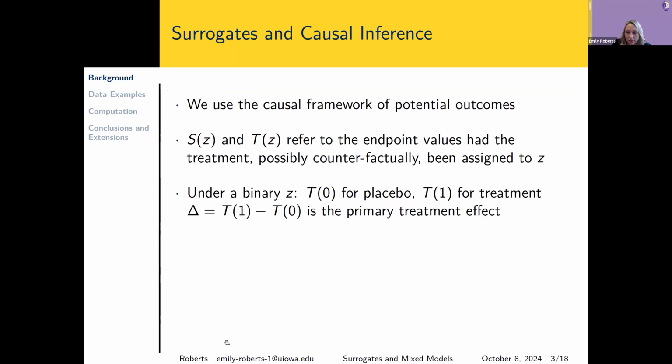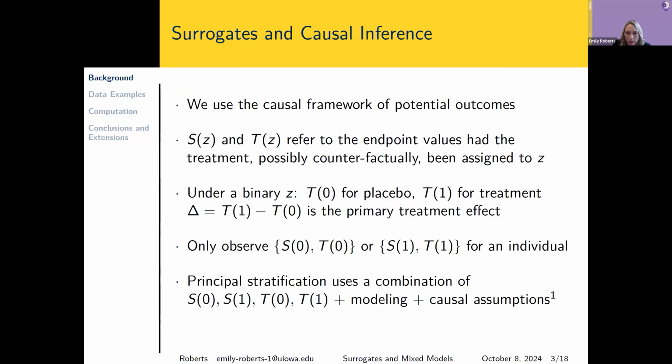In a standard case where we're interested in assessing the treatment effect, we would tend to just come up with one contrast, or one delta. That would be the difference between the two potential outcomes. In this case, we're going to be thinking about a more complex setting since we also want to incorporate the surrogate outcome S. And of course, the first challenge that we'll run into is the fact that we don't actually observe data for all of these potential outcomes. So in reality, for a trial, we only observe the set of S(0), T(0), or S(1), T(1) for any given individual being assigned to placebo or treatment.